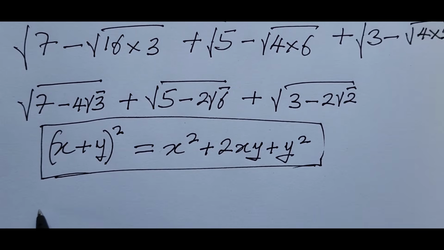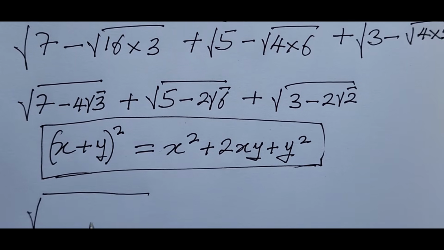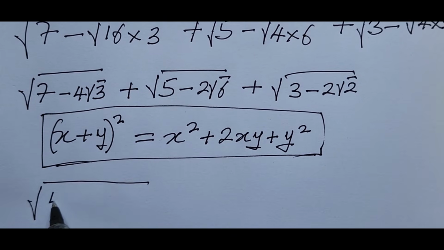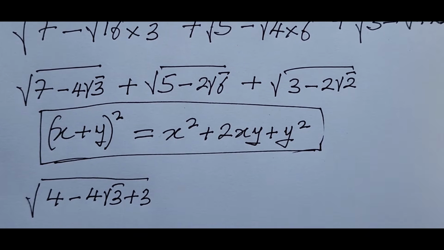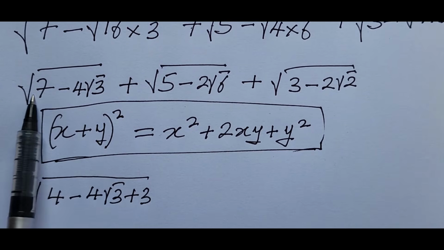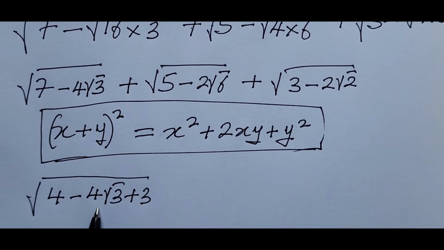So we can rewrite this as the square root of 4 minus 4 root 3 plus 3. 4 plus 3 will give us 7, and that is what we have here. The quantity we have here is still the same thing.